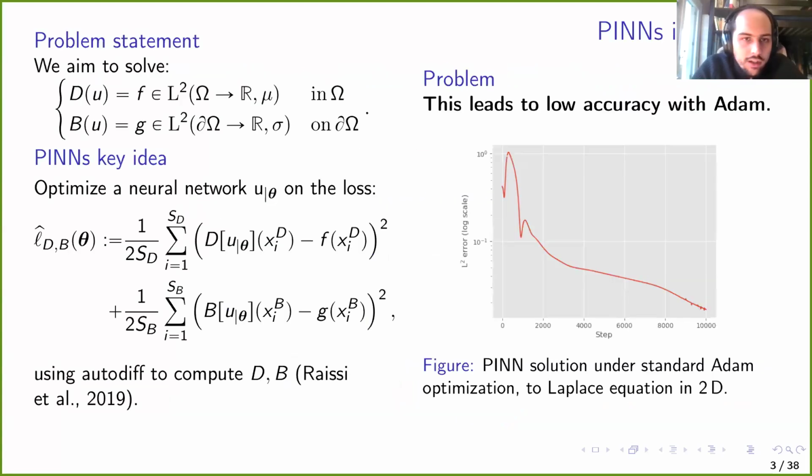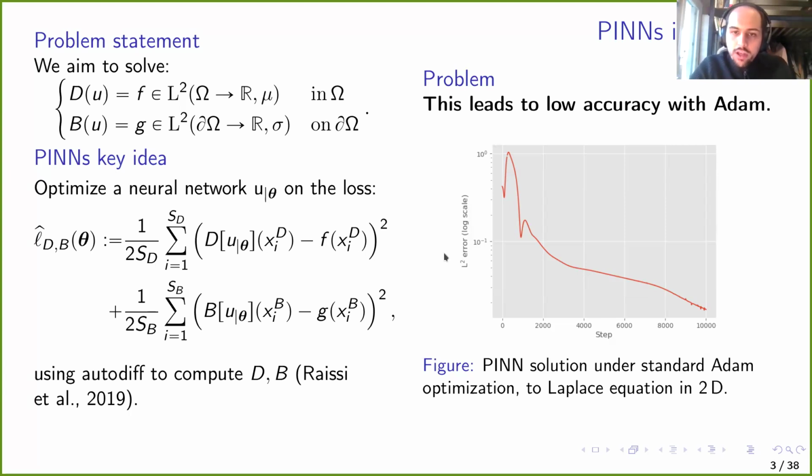So to give a brief reminder, what is a physics-informed neural network? It starts from the following problem. We have a PDE, that is an operator D, with some given boundary conditions, and we want to solve this equation. So the PINN key idea, as introduced by Raissi et al., is to define this loss and to minimize it with the usual optimizers we use in machine learning, so Adam or L-BFGS.